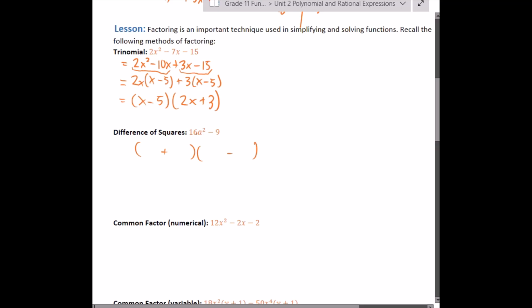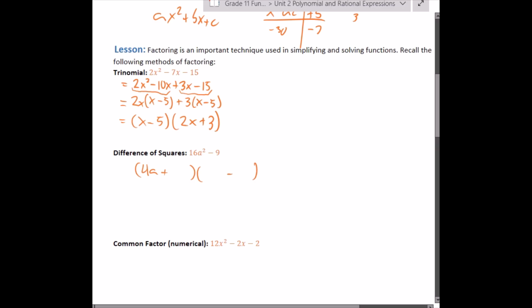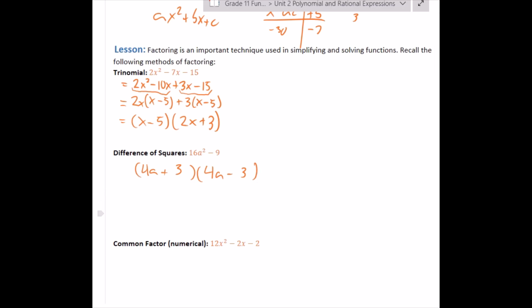On the left here, we need the root of 16a squared. So the root of 16 is 4, and the root of a squared is a, so that's 4a. And then we need the root of 9, that's 3, so 4a plus 3. And then on the other bracket, the exact same values, 4a, in this case, minus 3. So that's the difference of squares. You're just looking for the roots of your two terms in two brackets where one is adding and one is subtracting.